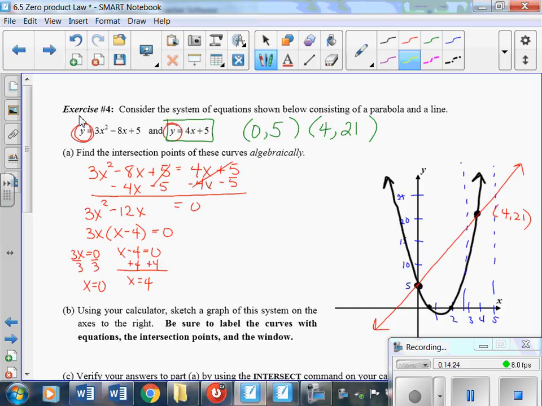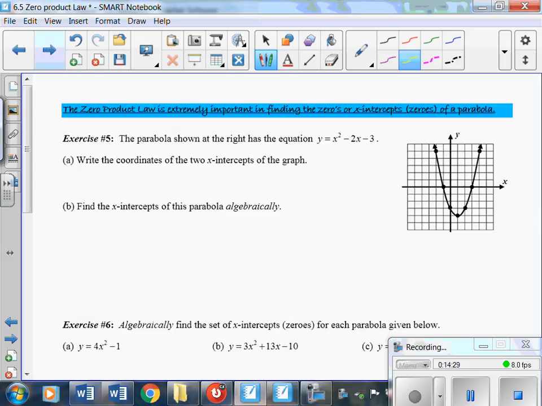Okay, so quickly taking a look at exercise 5. It says here, the zero product law is extremely important in finding the zeros or the x-intercepts, because what happens, we say it all the time, when we're looking for the x-intercepts, in this case the solutions, we know that y has to equal 0. Well, when y equals 0, you have 0 equals x squared minus 2x minus 3, and that's what we've been doing all along, using that zero product law. So it says write the coordinates of the two x-intercepts of the graph.